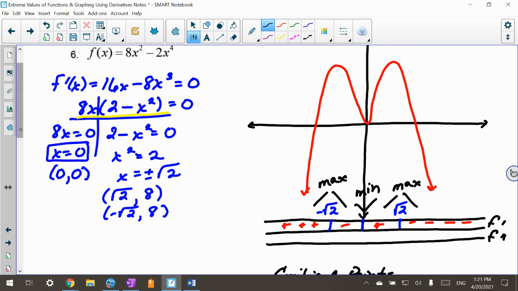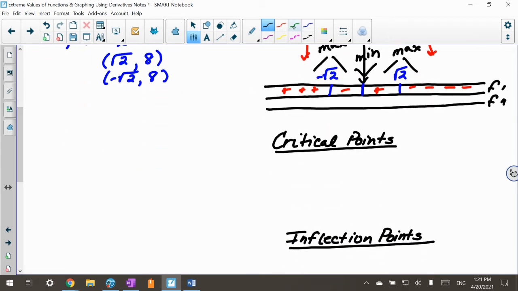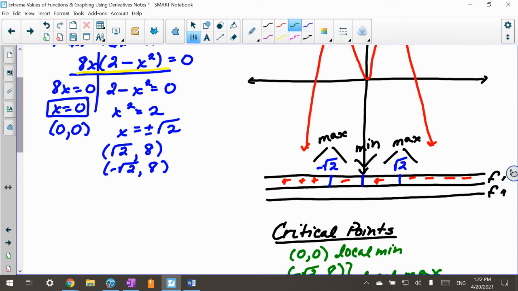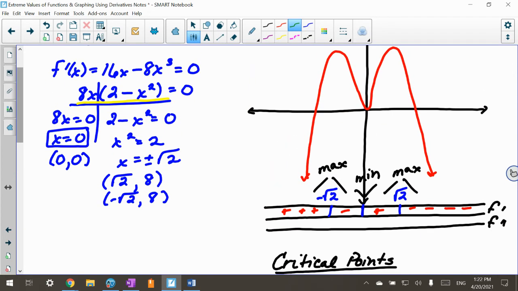So let's fill these in. My critical points, we've already found to be 0, 0, which we said was a local minimum. And then negative radical 2, 8, and positive radical 2, 8 are both local maxes. So those are our local max. Okay, so we did our critical points. Next we're going to take this first derivative and do the second derivative.